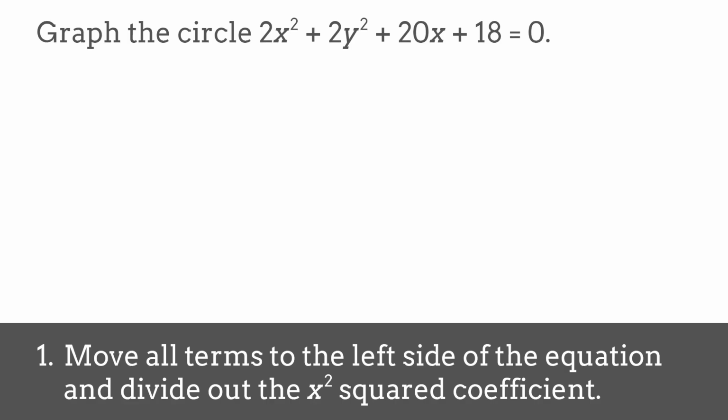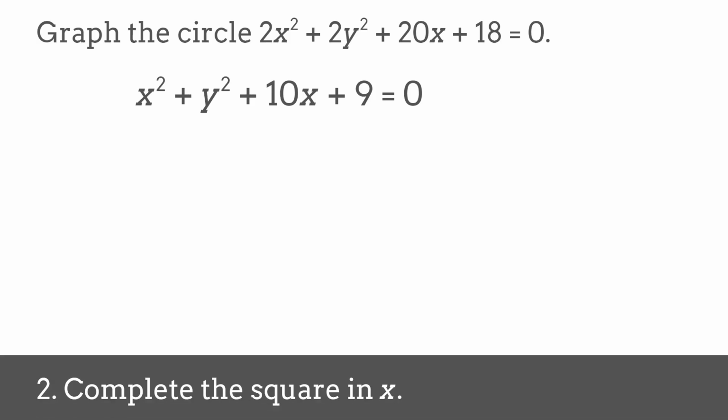It looks like everything is already on the left-hand side, but there is a coefficient on our x squared term. So let's divide each term in our equation by 2 to get x squared plus y squared plus 10x plus 9 equals 0. Step 2, complete the square in x. It looks like there is both an x squared term and an x term. That means we should complete the square and we'll be able to write this in factored form.